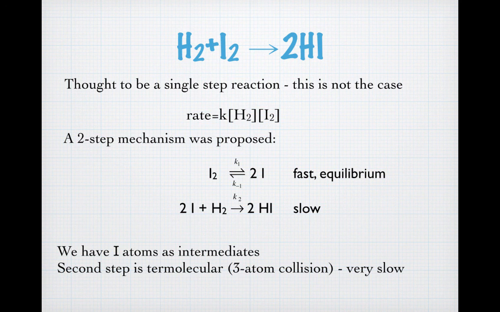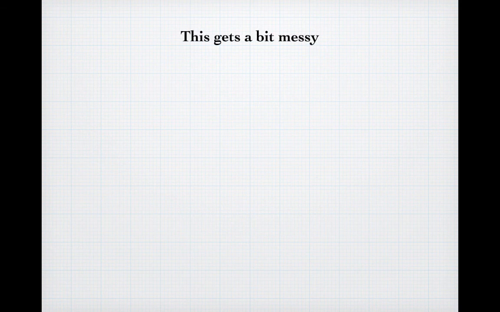We have these I atoms, iodine atoms, as intermediates. They're produced in step 1, consumed in step 2. But this situation here where you have a fast step followed by a slow step makes our rate law a little bit more complicated. So let's take a look at that. And this is going to get just a little bit messy.